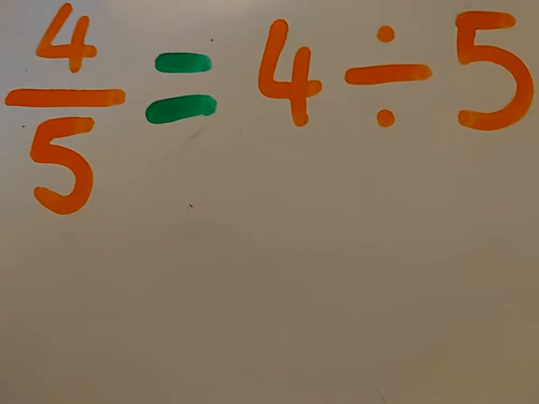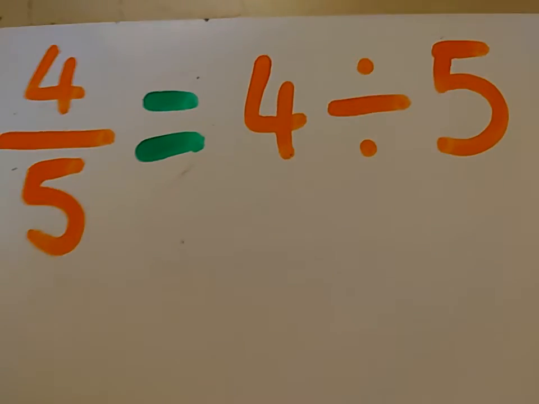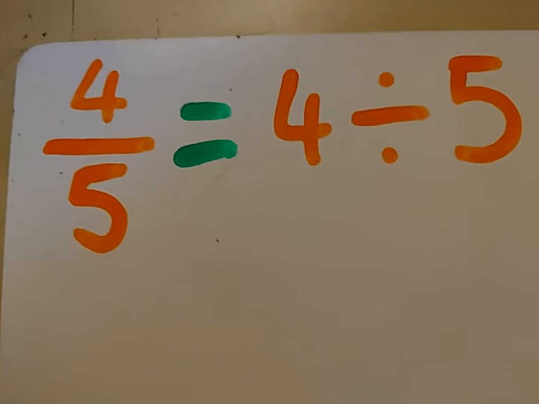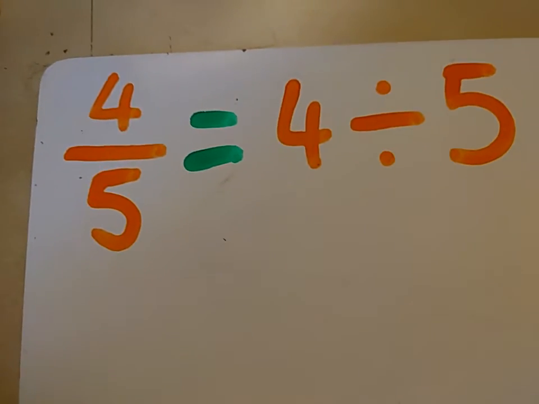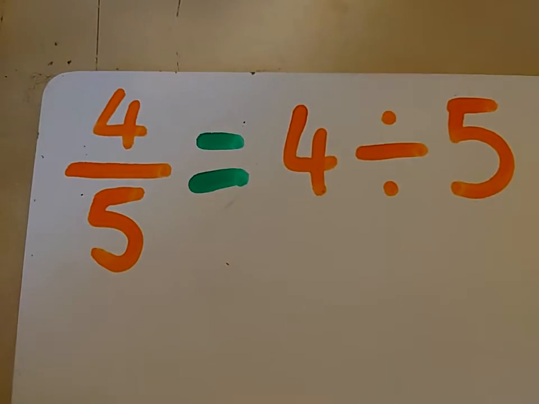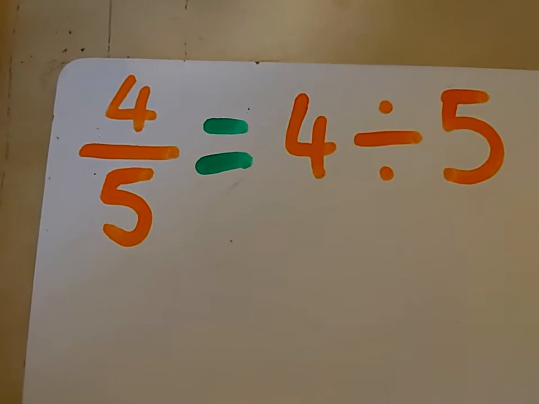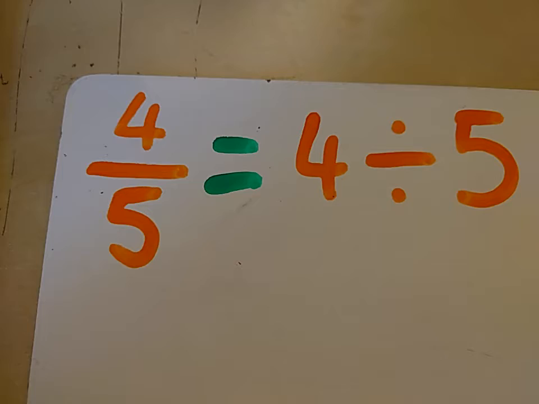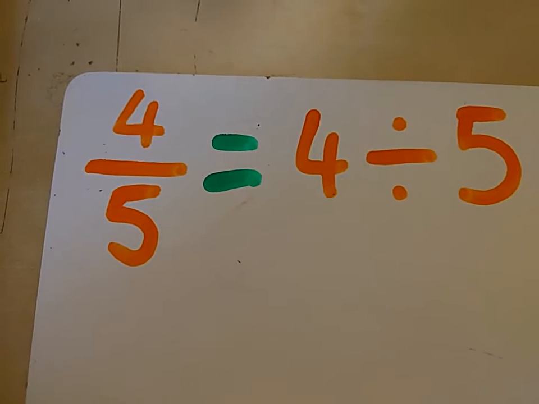So just a reminder that a fraction is basically the same as a division sum. So a fraction is the same as a division sum. So 4/5 is the same as saying 4 divided by 5. They mean the same thing. Now, there's a couple of ways of working these out without a calculator.